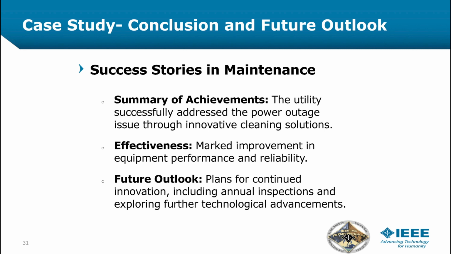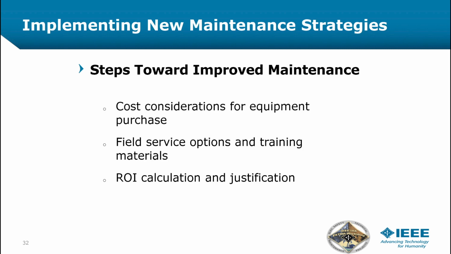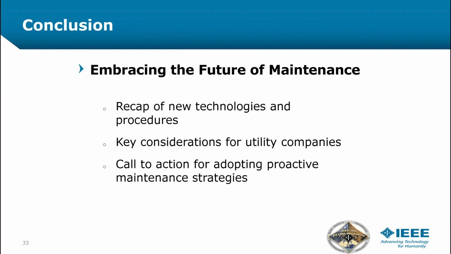Future outlook. Plans for continued innovation include annual inspection and exploring future technological advancements. Steps towards improved maintenance. Cost considerations for the equipment and purchase for this type of procedure. Field service options and training. An ROI calculation and justification. Embracing the future for maintenance. Recap of these new technologies and procedures.